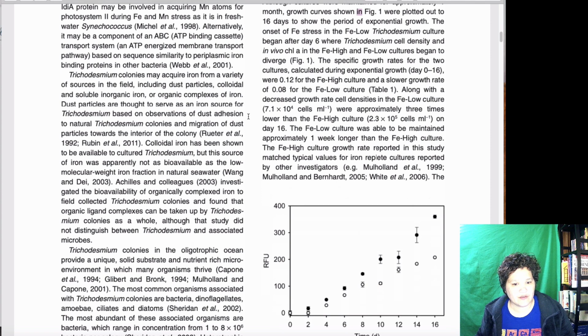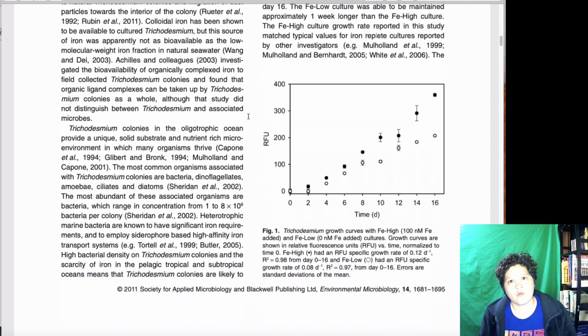Now, this final paragraph talks about what they're going to do. And you'll notice that part of this is still sort of lit searchy. It's kind of transitioning from the lit search into what they're going to do. So they're starting out by saying, let's talk about a few things that we know about Trichodesmium, mainly that Trichodesmium forms colonies, and there are a whole bunch of other things that live with these colonies. Bacteria, dinoflagellates, amoebae, et cetera, and once again, they're giving references.